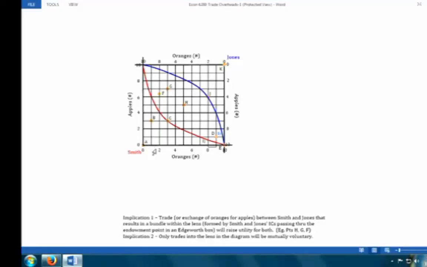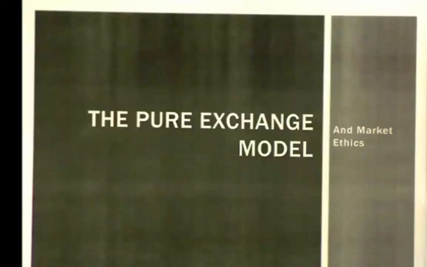And when we make the assumptions about trade, we are making assumptions that there are mutually voluntary trades taking place, and we're eliminating certain types of behavior that we should well recognize and understand. So I want to highlight that a little bit. I'm going to move to some slides for a moment.